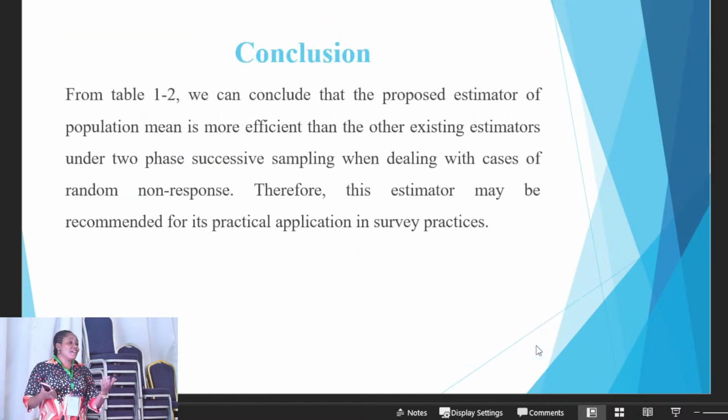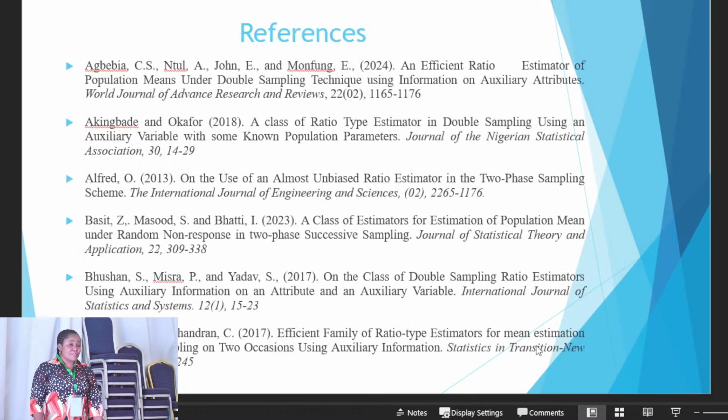So finally, we have been able to generate an efficient generalized estimation procedure that we called the ratio regression exponential estimator using 2-phase successive sampling under random non-response, which has actually behaved better than several other estimators and is also cost efficient. And I can as well say that it is a robust estimator. Thank you very much. These are my references.